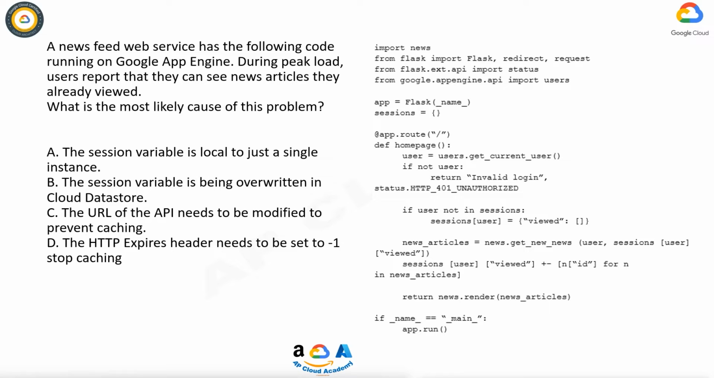A. The session variable is local to just a single instance. B. The session variable is being overwritten in Cloud Datastore. C. The URL of the API needs to be modified to prevent caching. D. The HTTP expires header needs to be set to -1 to stop caching.